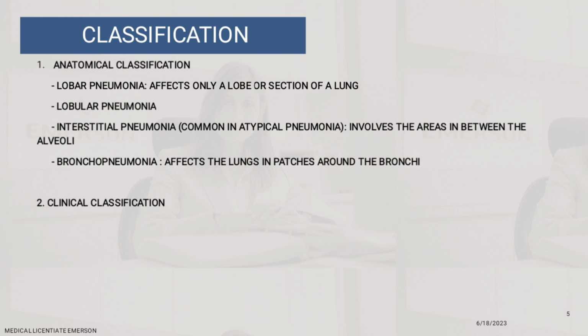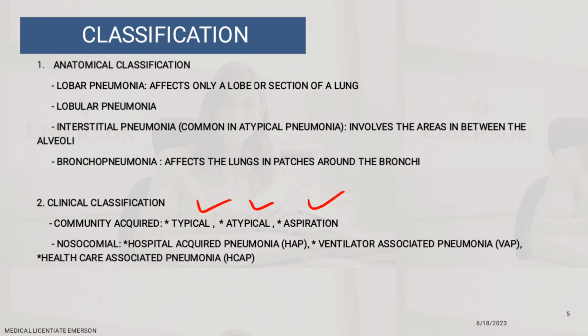Then the second classification is clinical classification. Under clinical classification, we can have community acquired pneumonia, with examples such as typical pneumonia, atypical pneumonia, and aspiration pneumonia. Then under the same clinical classification, we can have nosocomial pneumonia, where we have hospital acquired pneumonia, ventilator associated pneumonia, and healthcare associated pneumonia. Then the last classification which we can have is pneumonia in immunocompromised hosts.